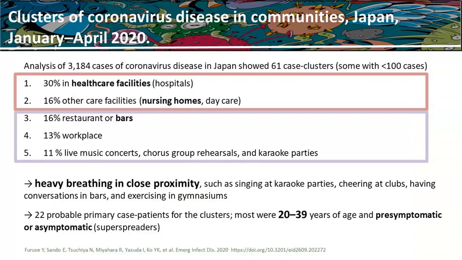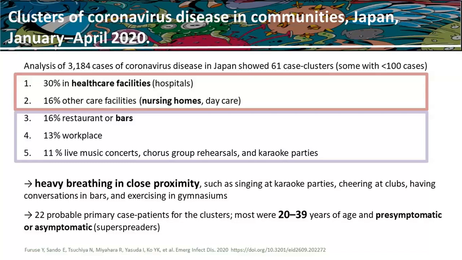So where can I get infected? And there I really like to show you these Japanese studies. They showed that there are special clusters in their communities. Between 30 and 60, that means half of them get the infection in healthcare facilities or in care facilities, but it's not only the patients or persons who need care, it's also the people who work there who were infected and spread the virus to their families. And the others get the infection in restaurants and bars, workplace, and a live music concert, or chorus group rehearsals, or karaoke parties.